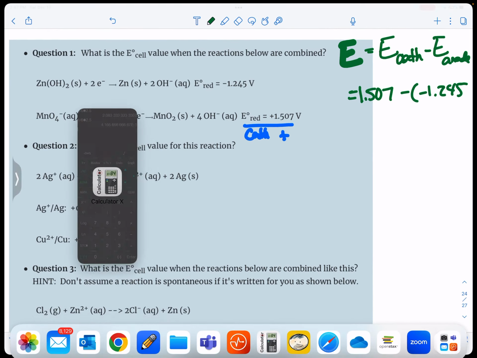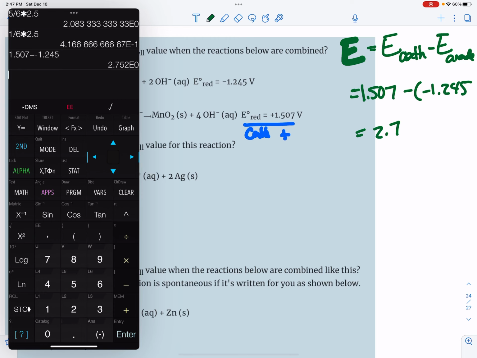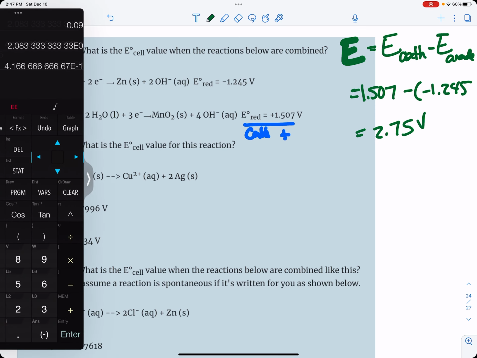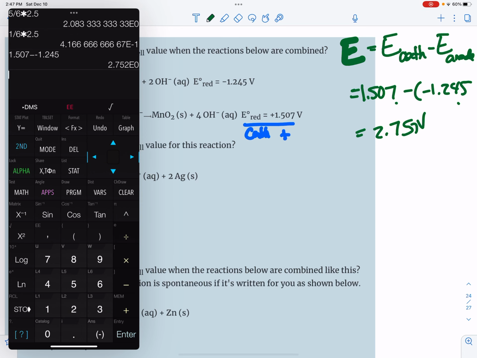I bring this over: 1.507 minus negative 1.245. You don't need the parentheses in there. I'm just doing it to make it so it doesn't look confusing with a negative and a negative. So the answer is 2.75 volts. And I need to put one more digit in because these went out to both of those figures, so 2.752.